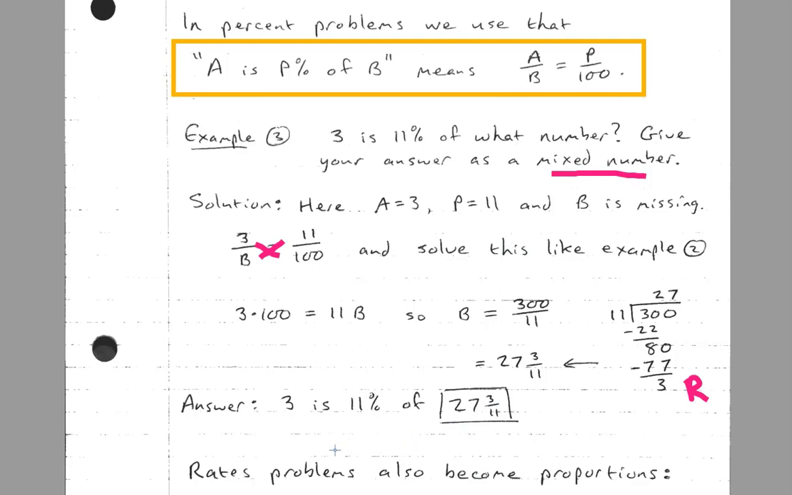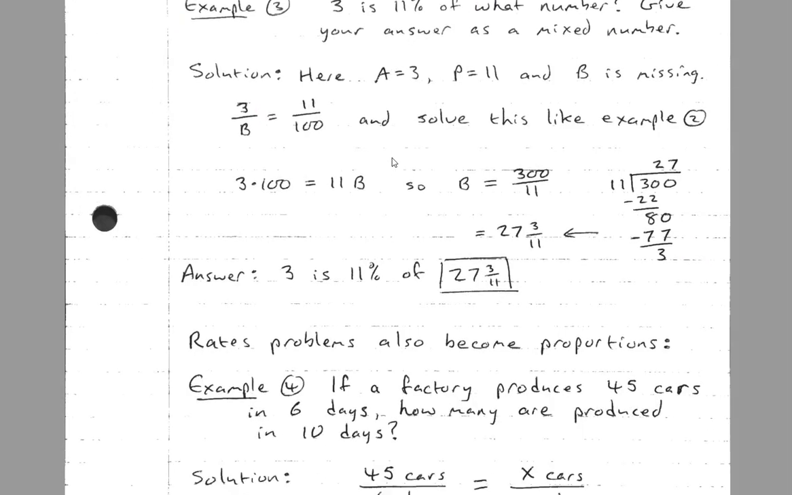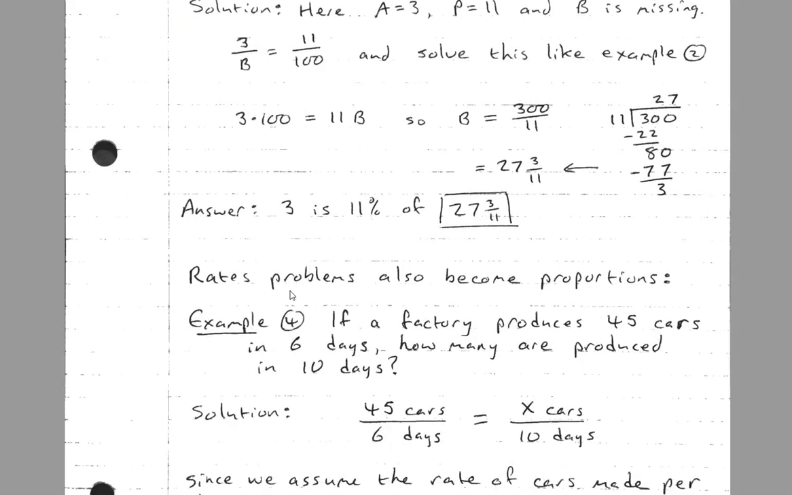And so going back to answer the question, 3 is 11% of what number? Of this number, 27 and 3/11. All right, so those are percent problems, and they look like this. Problems with rates also turn into proportions that we need to solve.